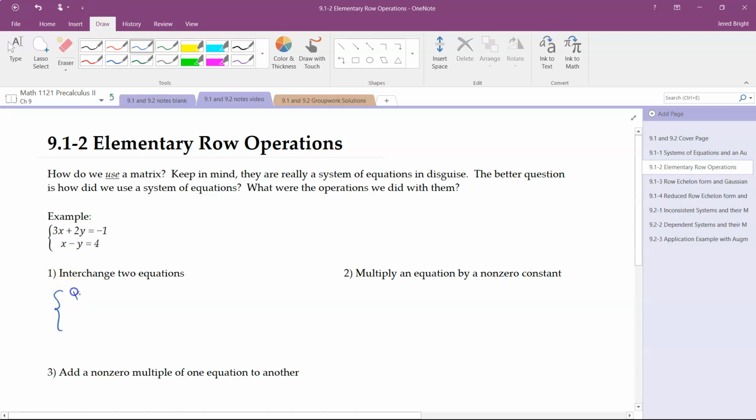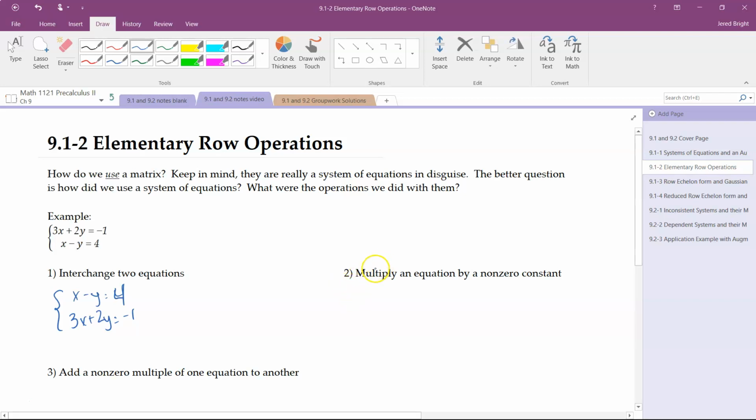If I have the system x minus y is equal to 4, and then 3x plus 2y is equal to minus 1, those are the same system. I still need to solve the same two equations. So I can interchange two equations. I can also take an equation and multiply a single equation by a non-zero constant.